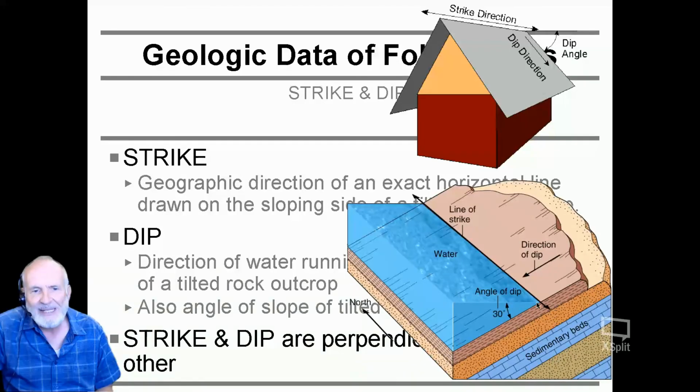Of course, the dip then goes from the horizontal water level downward, like 30 degrees, 20 degrees, 50 degrees, whatever the dip or tilt may be. And the tilt, of course, is perpendicular to my strike line, as you can see.